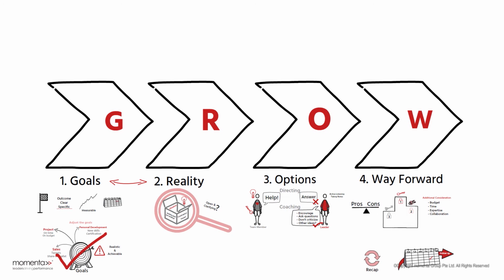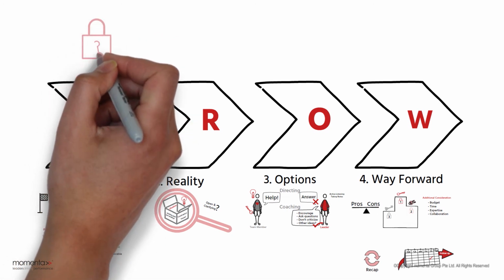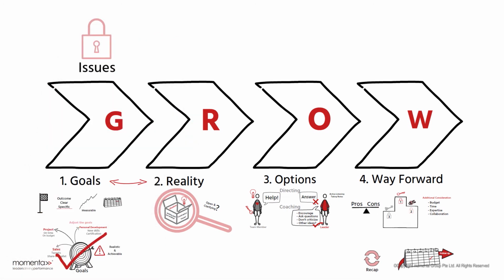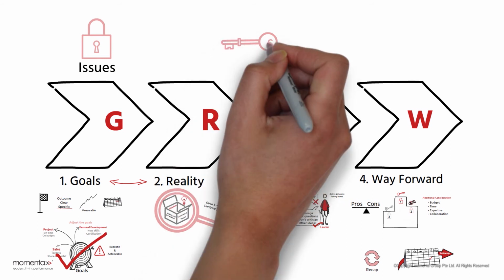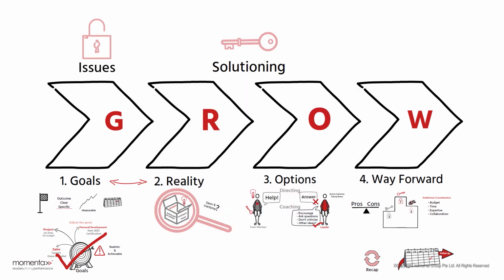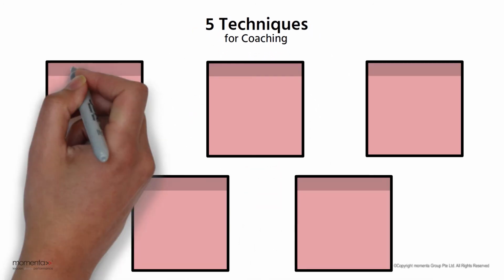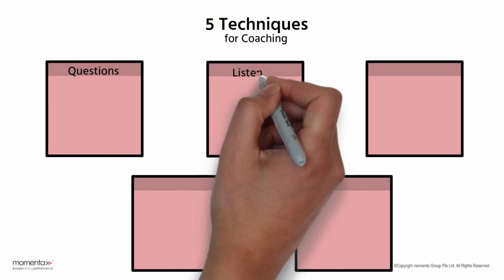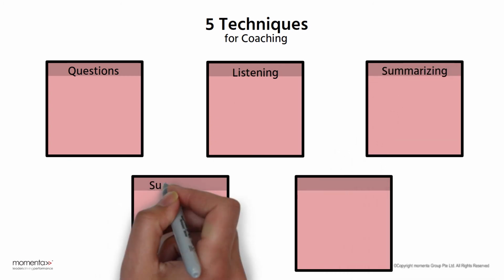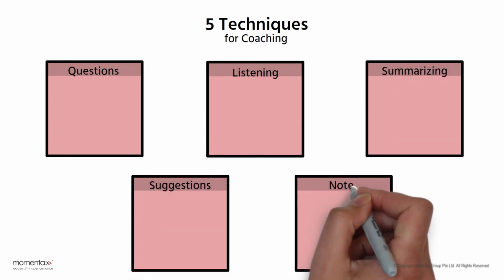The principle and the ethos behind the GROW framework is to encourage the coachee to learn to think through the issues, to enable their own solutioning capabilities, and to provide positive reinforcement. Most of the time, you will be pleasantly surprised by the coachee's abilities to come up with their own ideas. In addition to following the GROW conversational structure, there are 5 techniques that can be used in the coaching session. Specifically, asking good questions, actively listening, summarizing, giving suggestions, and taking notes.